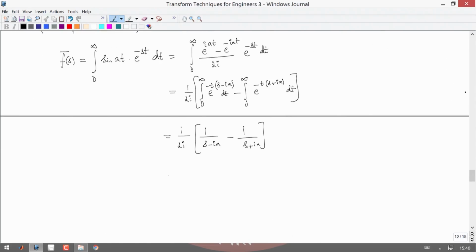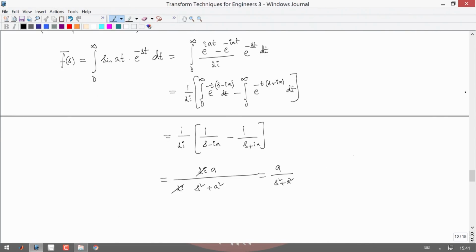So, if you do this calculation, s square plus a square in the denominator, and here s plus i a minus s plus i a. So, you have 2 i a, and you have 2 i, that gets cancelled. So, you end up getting a divided by s square plus a square.